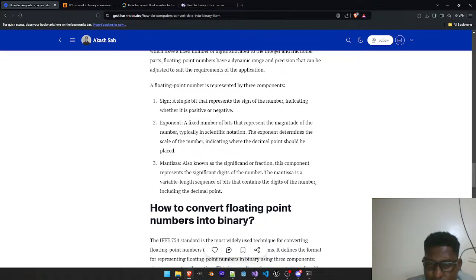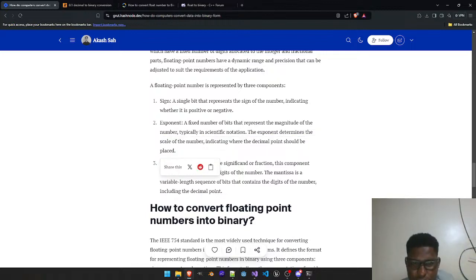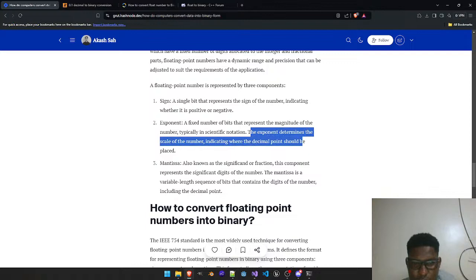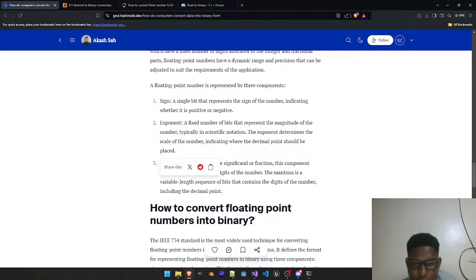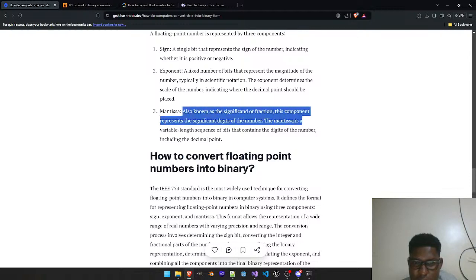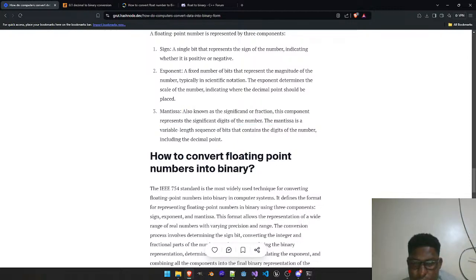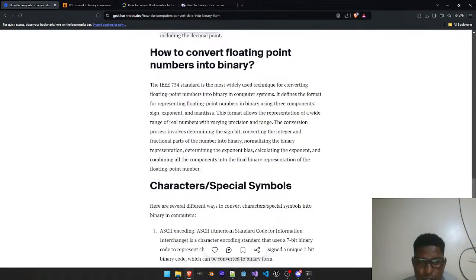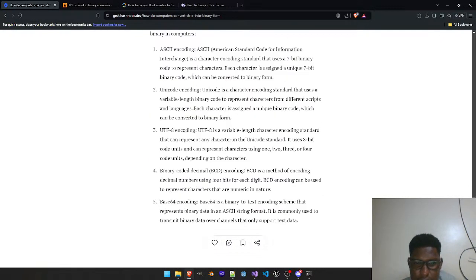Interesting. So the exponent determines the scale of the number, indicating where the decimal point should be placed. A mantissa, also known as a significand or fraction, this component represents the significant digits. The mantissa is a variable length sequence of bits that contains the digits of the number. Okay, the mantissa is basically what we originally had.